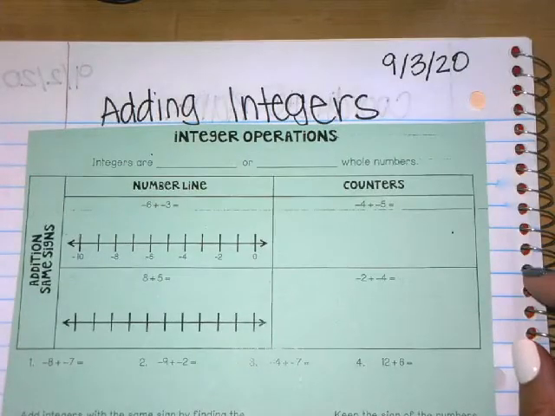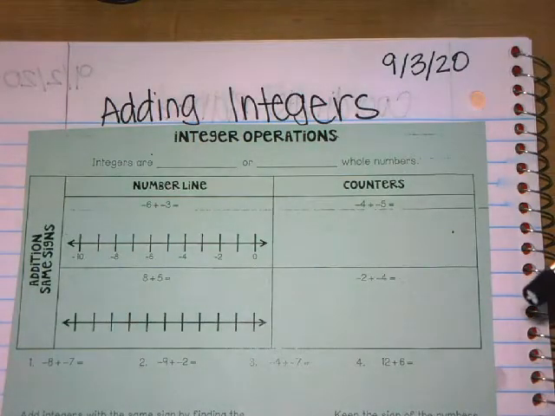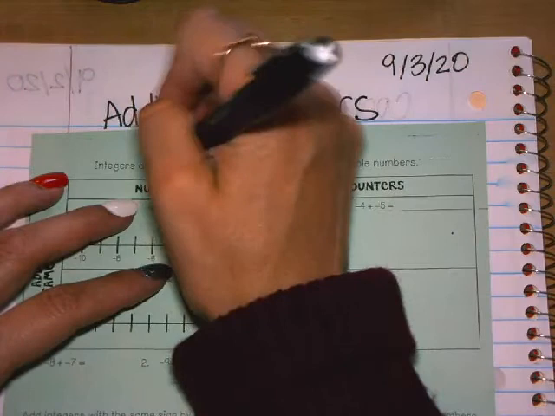Adding integers. So what did you guys tell me? Integers are what and what whole numbers? They're what type of whole numbers? Positive or? Good.